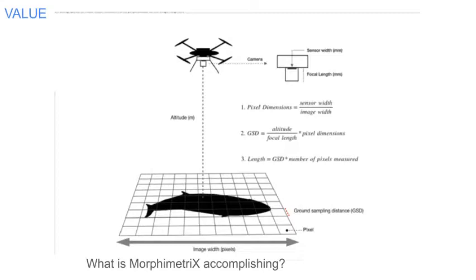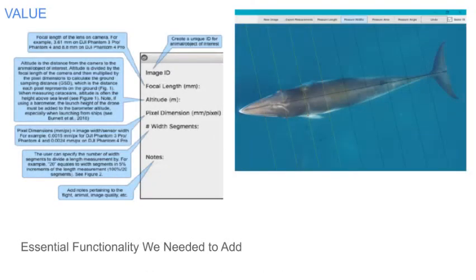Here you can kind of see what I mean. We know the pixel dimension based on the sensor width and the image width from the image actually taken by the camera, and using altitude and focal length, we're able to project onto the pixels of the image itself. Here you can see the essential parameters that we need to put into our application so that we can measure these whales accurately. Obviously you need a primary key and the image ID, but also the focal length, altitude, and pixel dimensions are very important.